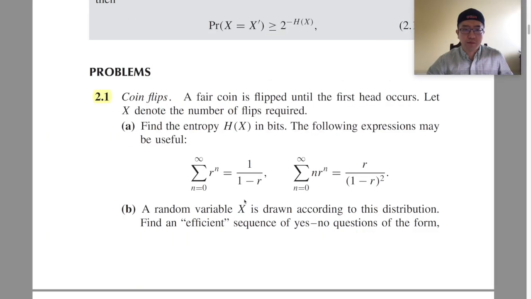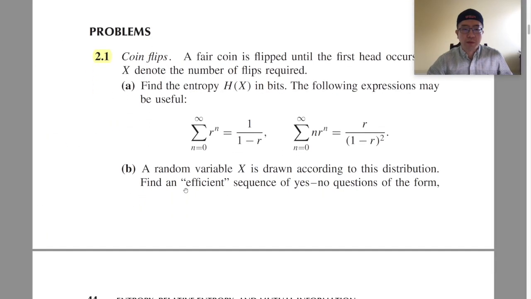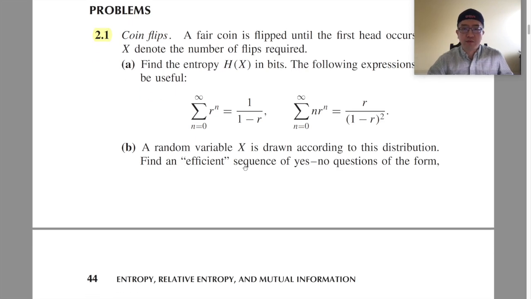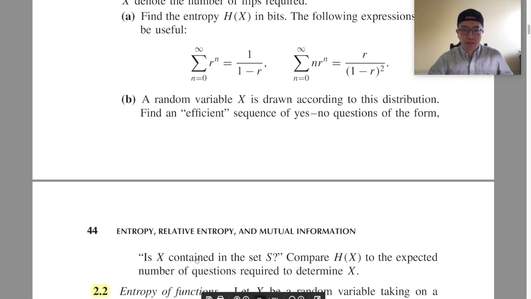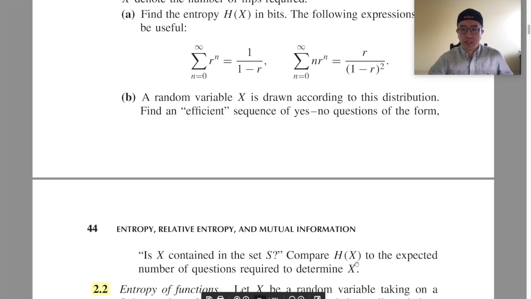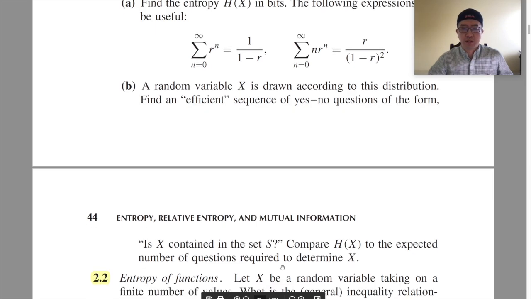So let's see the second problem, part B. Part B says a random variable X is drawn according to this distribution, and find an efficient sequence of yes/no questions of the form 'is X contained in the set S?' Compare H(X) to the expected number of questions required to determine X.